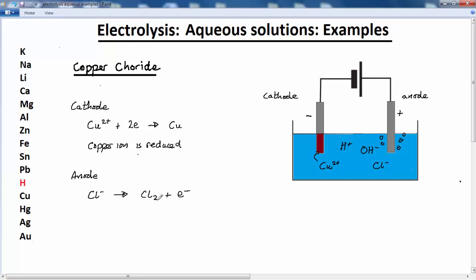So we mustn't forget that. We put a 2 there. That means we need to put a 2 here, and we have to balance the charge. We need to put a 2 here. Okay, so that's the half equation for the anode. All right, so we're going to have chlorine gas forming.